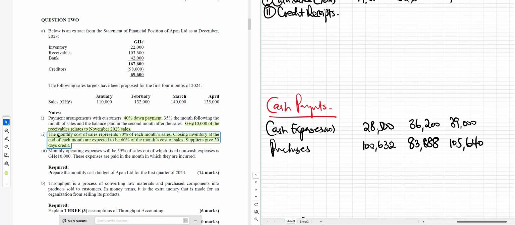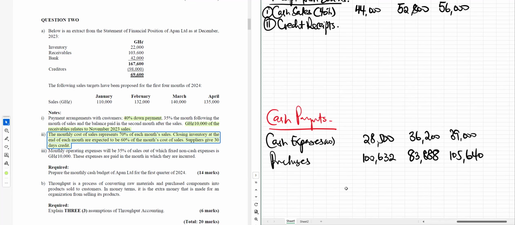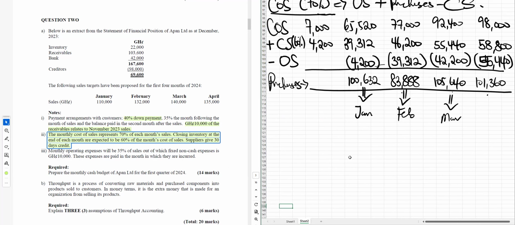Okay. That side is gone. So purchases. Now we need a credit receipts. They said the sales, 40% down payment, 35% of the month following the sales, and the next month. Right? Okay. So in that case, let's go and get working for our sales.